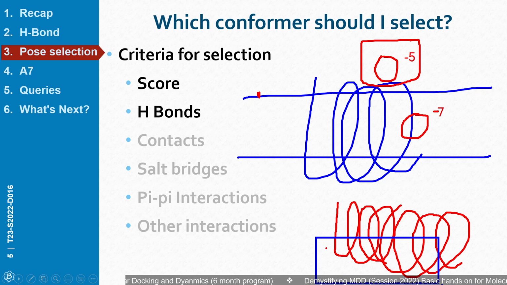So we need to consider all the hindrances or other interactions with the protein to finalize the selection of the ligand or new drug which we are going to propose as a potential inhibitor or as an agonist to a drug.